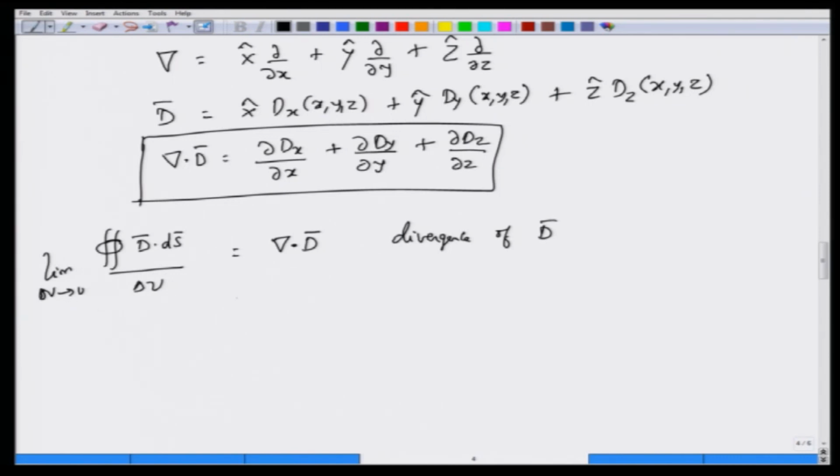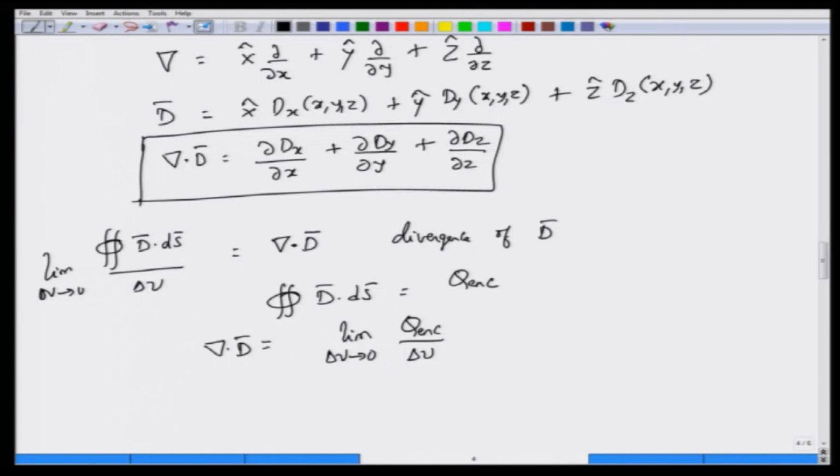Now, you can transpose the limit of delta v going to 0 onto the right hand side. Since we already know that the integral of D dot dS is the total charge enclosed by this differential volume element, you can replace it by the charge enclosed, and then del dot D will be equal to the limit of delta v tending to 0 of the charge enclosed in that volume element divided by delta v.